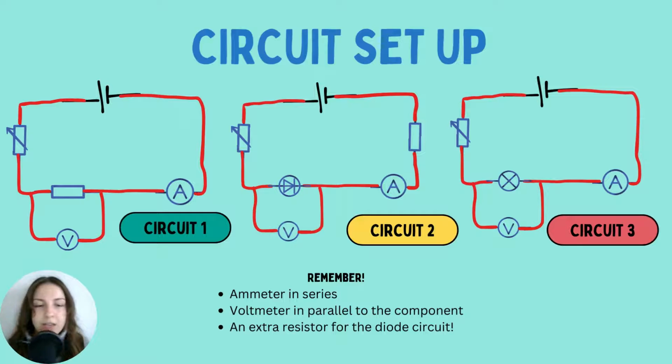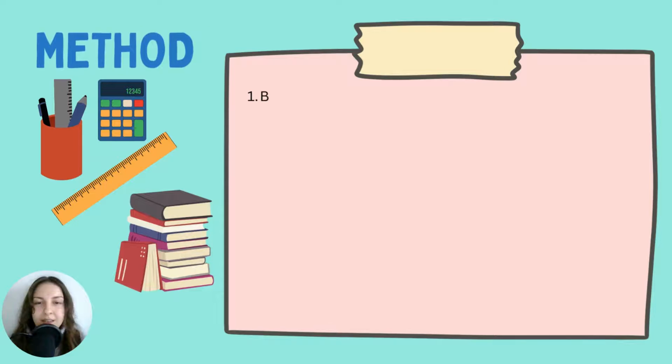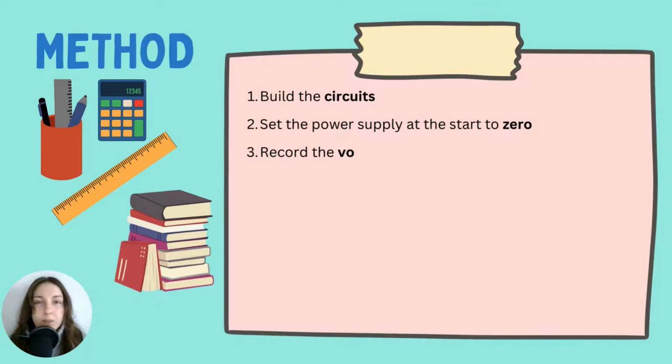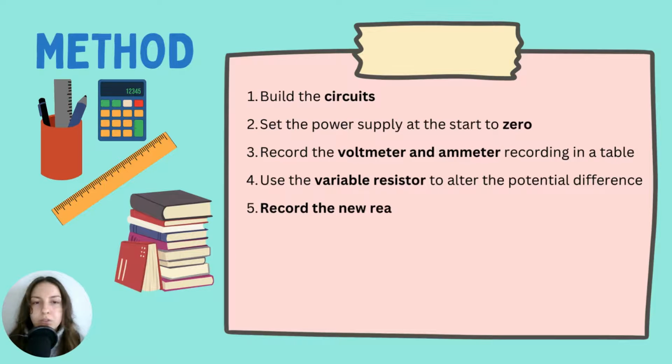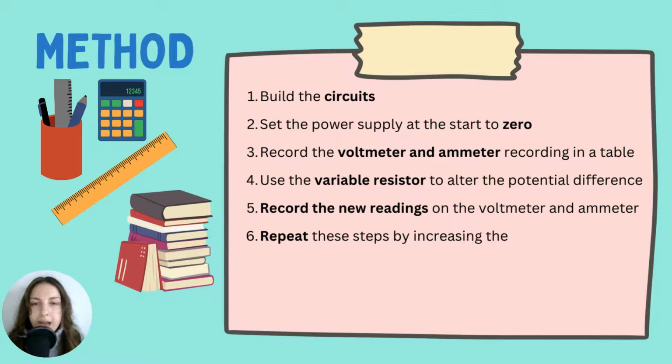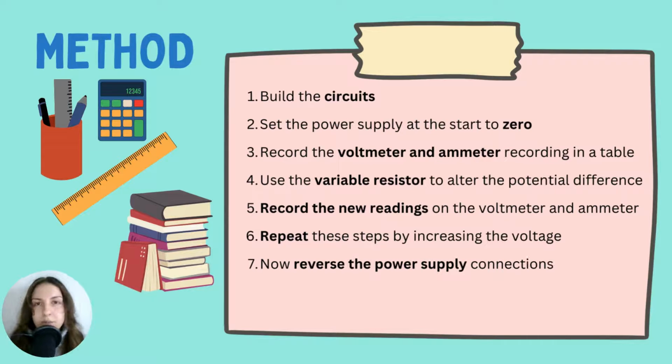So once you've set up your circuit, we'll go through the method now. The method follows for each of the different components. Once you've built the circuit, you want to set the power supply to 0 and record your voltage and current in a suitable table. You then want to use the variable resistor to alter the potential difference and record those new readings, and repeat these steps as you increase the voltage. You then want to reverse the power supply and repeat so you can get a widespread of data and be able to look at the relationship between the current and the potential difference.